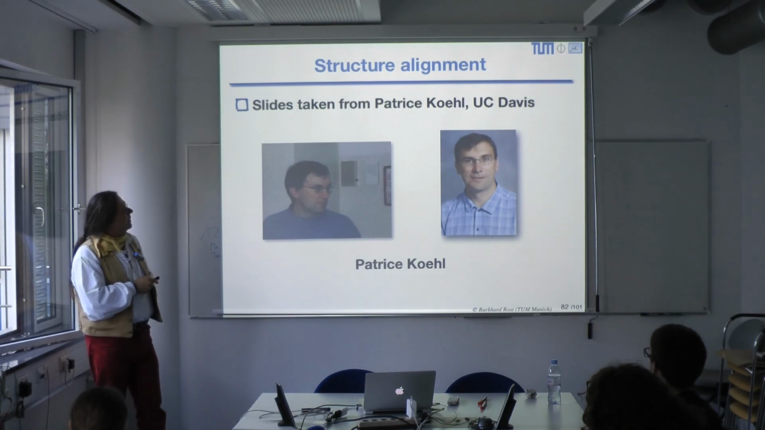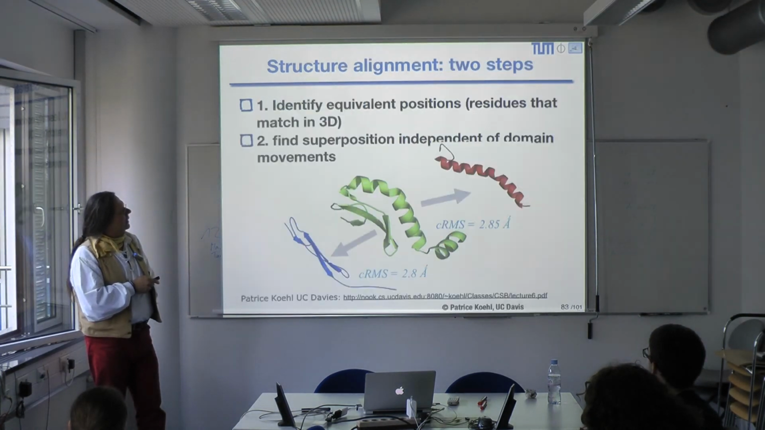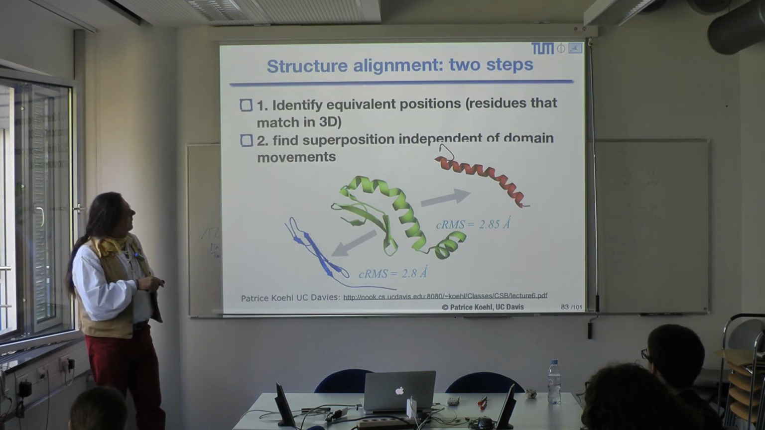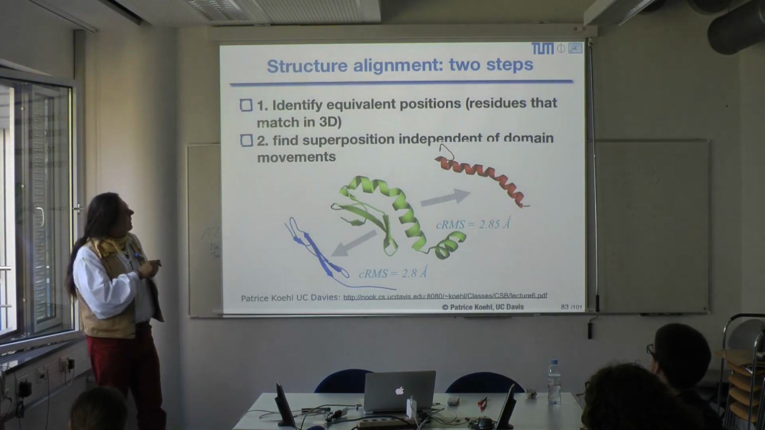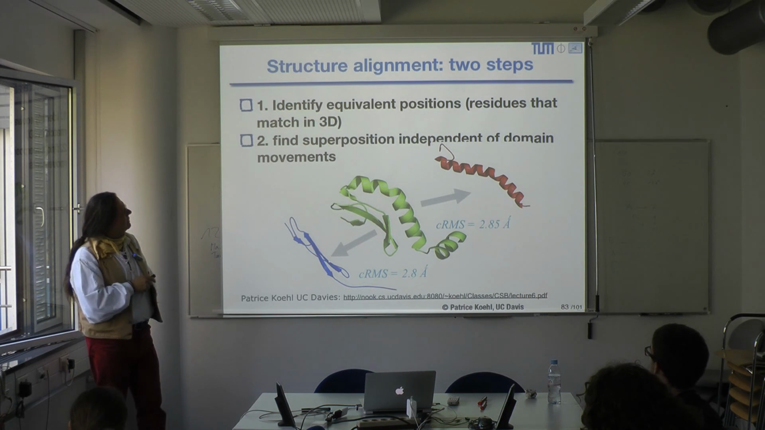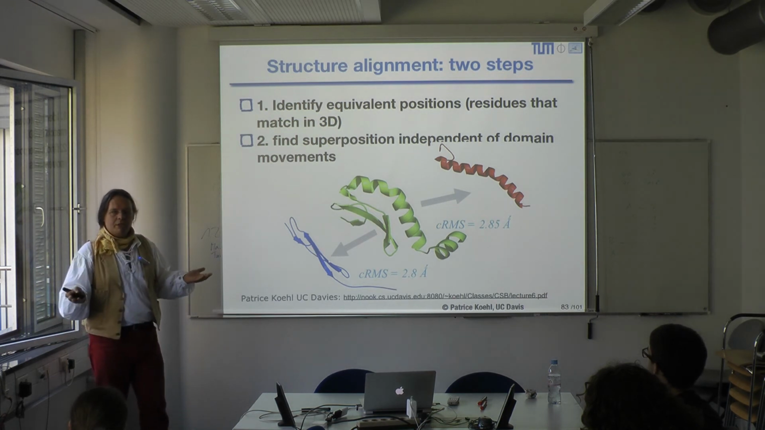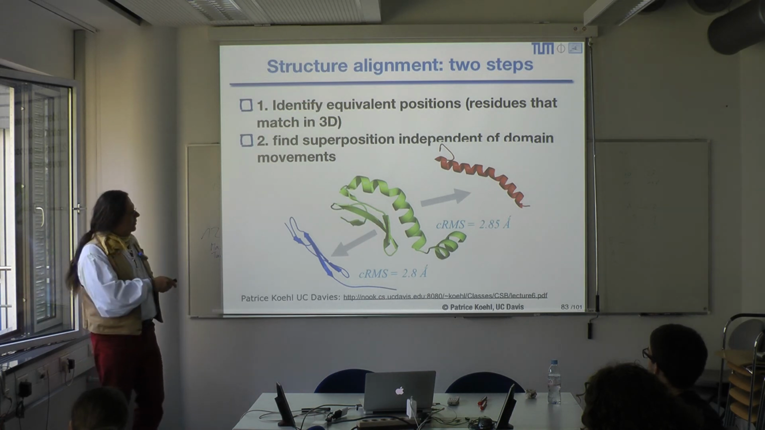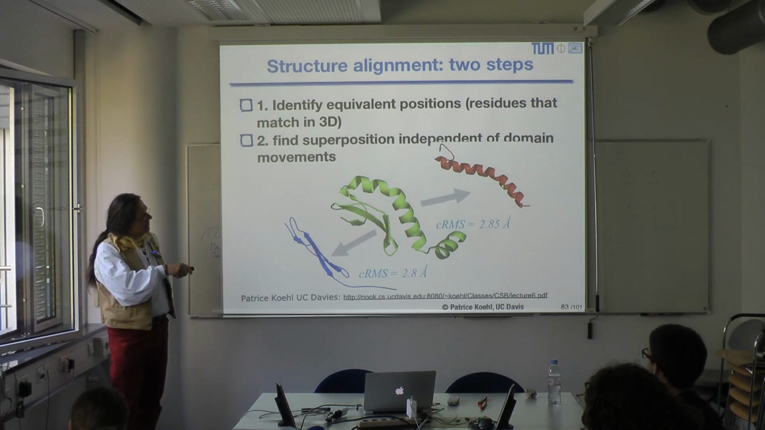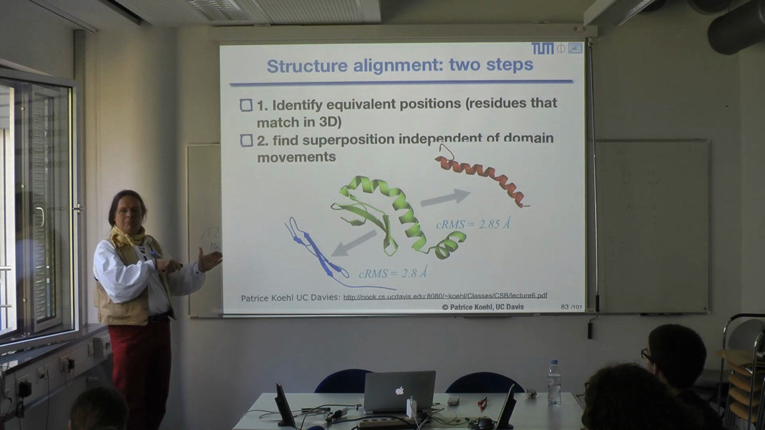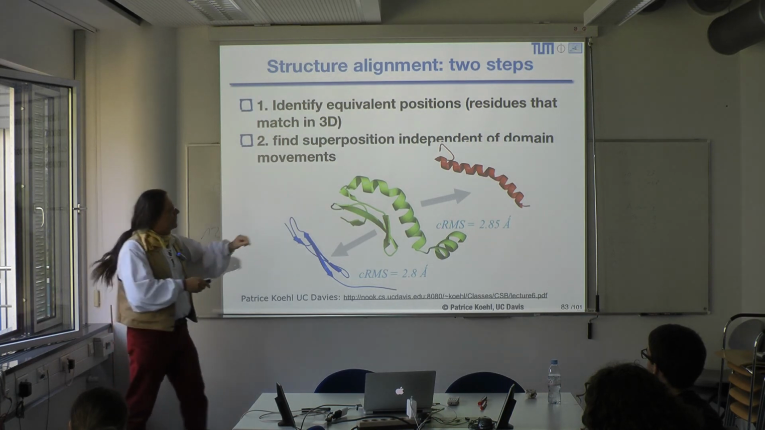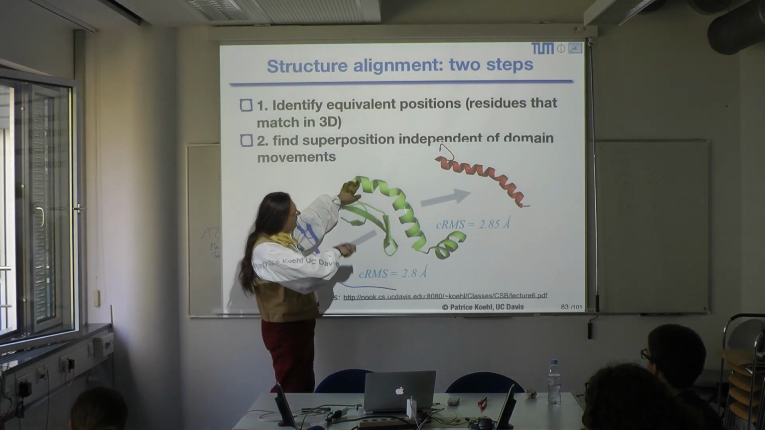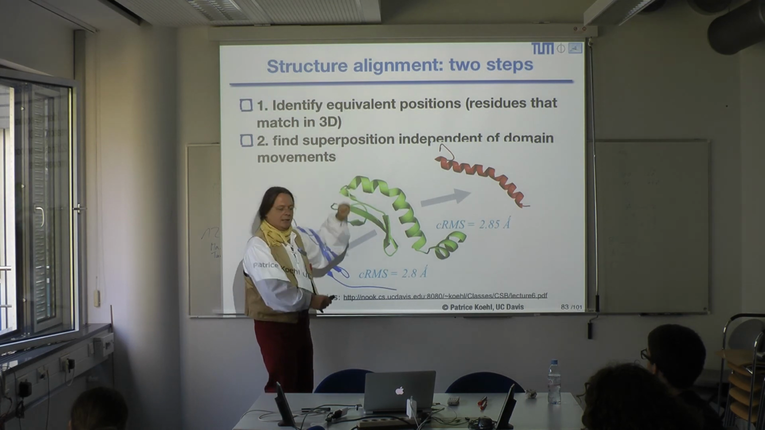Most of the slides that I use here are from Patrice Koehl, UC Davis. Again, so we begin. In the first step, we have to identify equivalent positions, so residues that match in the 3D structure, and then find a superposition. So take here the helix out, and find a way to put it back in, meaning, where do you put it? And then align it, okay?